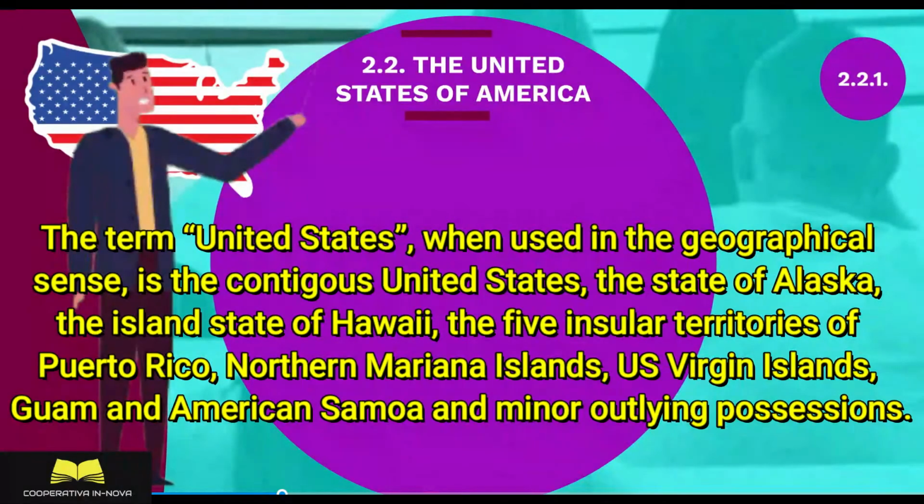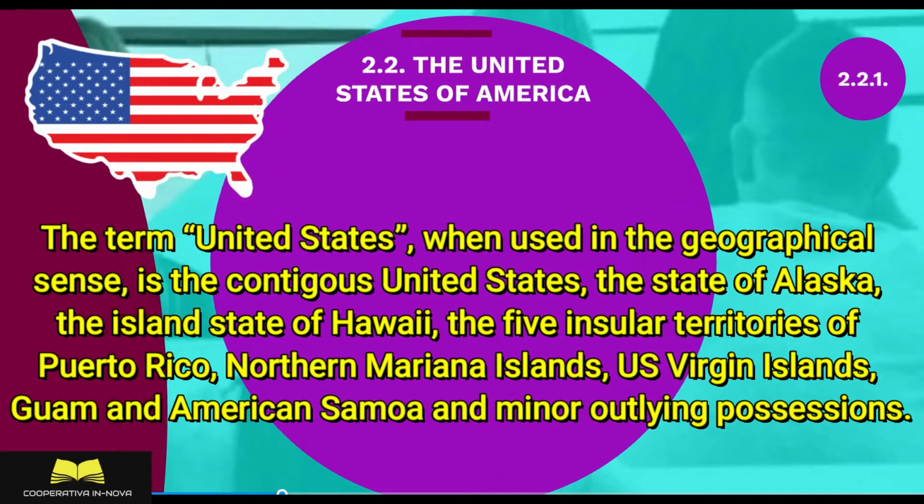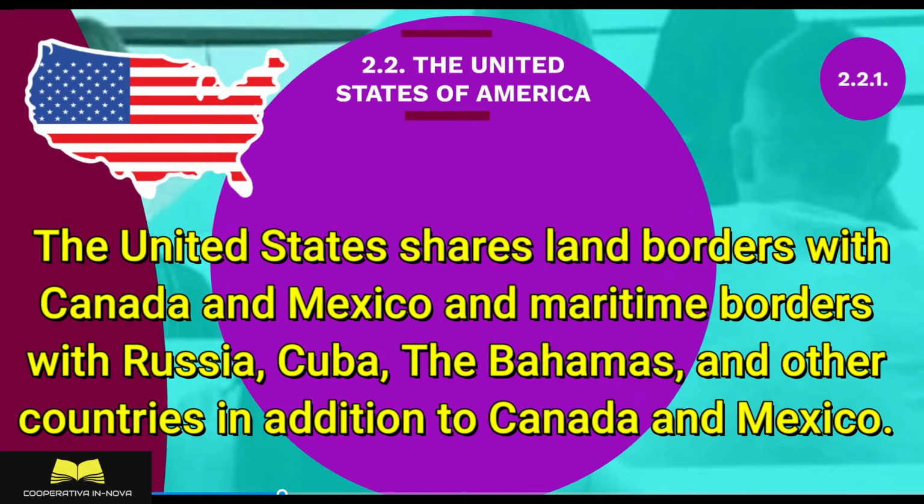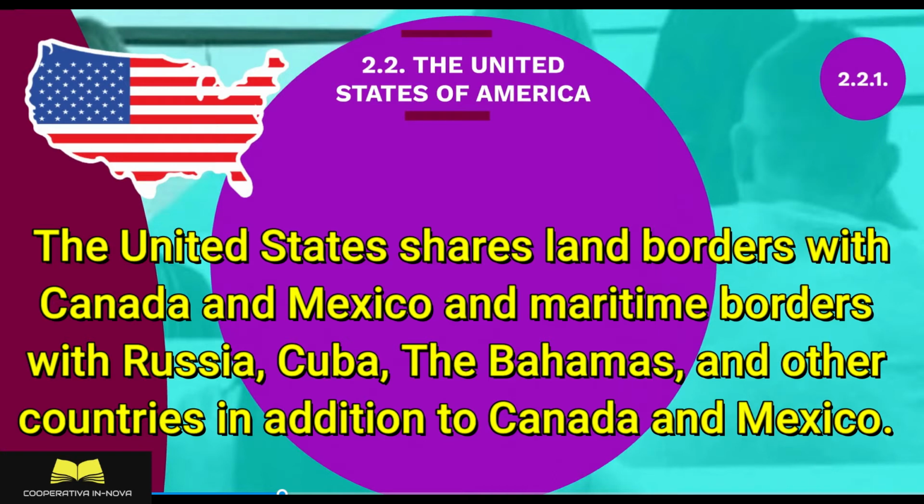The term United States, when used in the geographical sense, is the contiguous United States, the state of Alaska, the island state of Hawaii, the 5 insular territories of Puerto Rico, Northern Mariana Islands, U.S. Virgin Islands, Guam and American Samoa, and minor outlying possessions. The United States shares land borders with Canada and Mexico and maritime borders with Russia, Cuba, the Bahamas, and other countries in addition to Canada and Mexico.